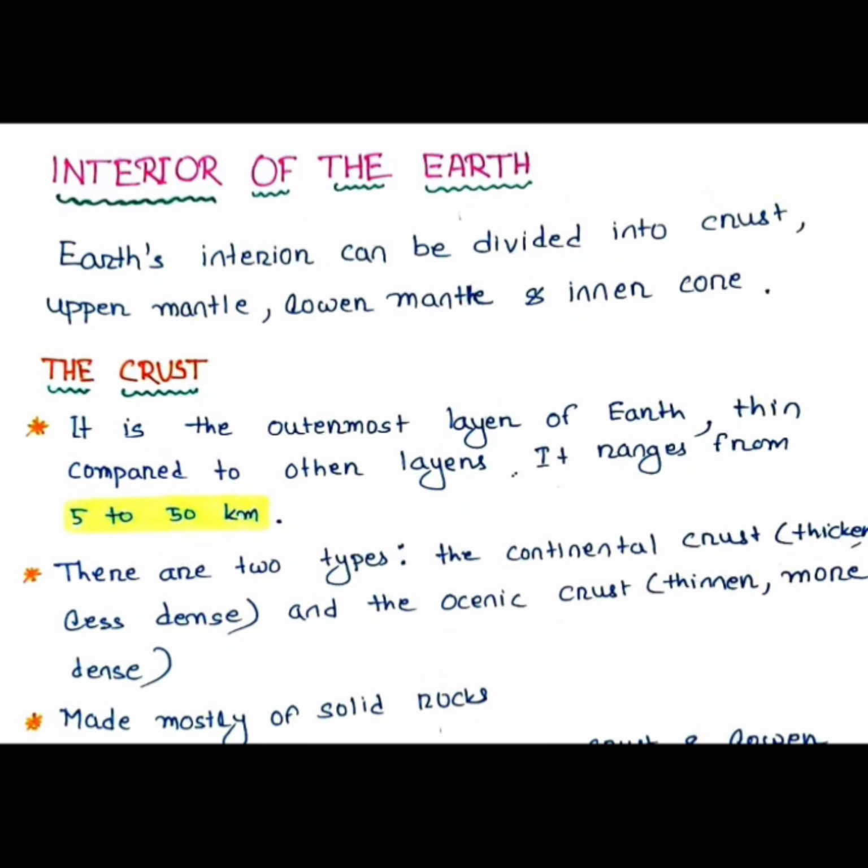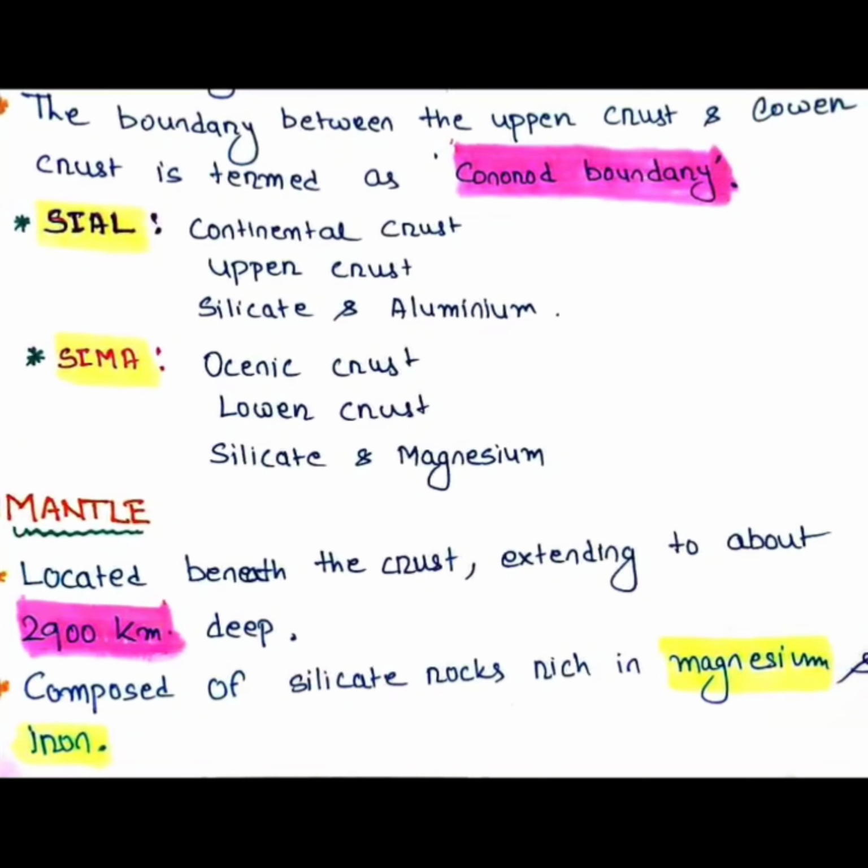And there are two types of crust. One is continental crust, second one is the oceanic crust. The crust below the continents is the continental crust, and these are thicker and less dense as compared to the oceanic crust. The oceanic crust is thinner and more dense, and the crust is made of solid rocks, and the boundary between the upper crust and the lower crust, that is the continental crust and the oceanic crust, is termed as the Conrad boundary.